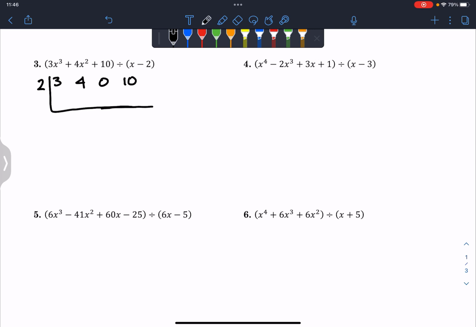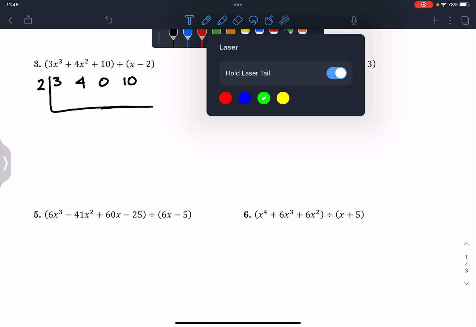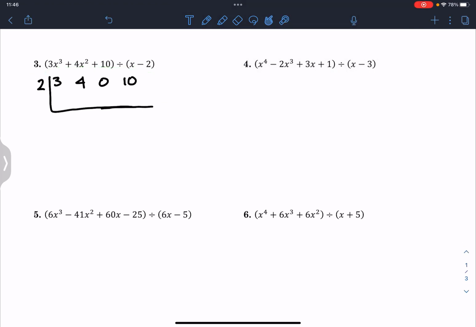So again, every term, every power, every degree has to be accounted for since we start off with 3. So it's a good strategy to make sure that you have all of your corresponding powers.